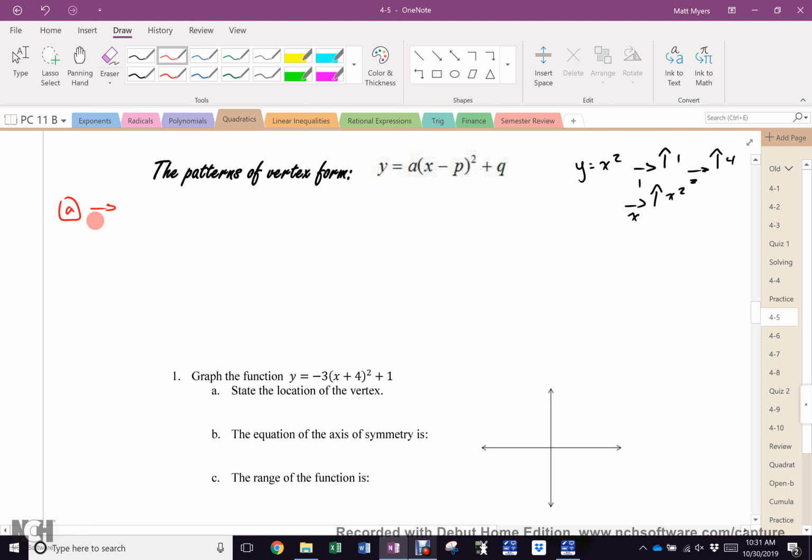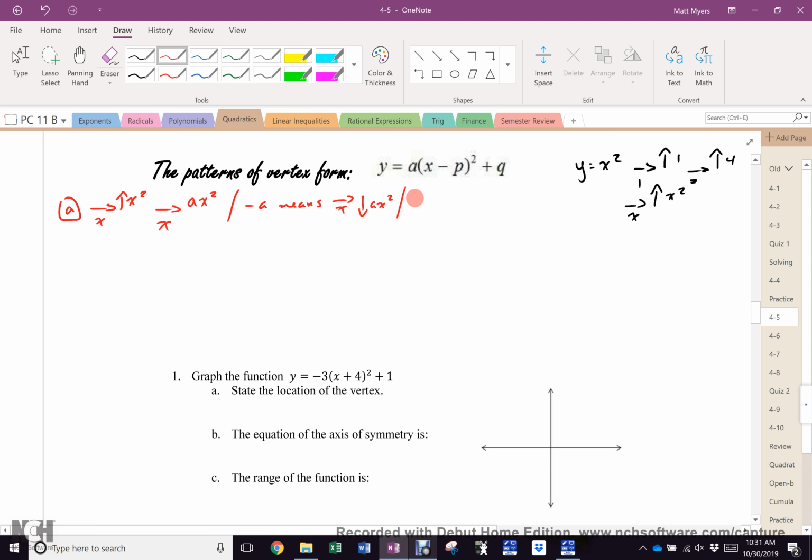What does the A do to this normal pattern? Normally, I go that way, x, and up, x squared. What does the A do? I go that way, x, and I go up a x squared. I multiply it. Everybody cool? What if A is negative? Negative A means what kind of parabola? No. Negative A means instead of going that way, x, and up, what do I do? Down ax squared, right?